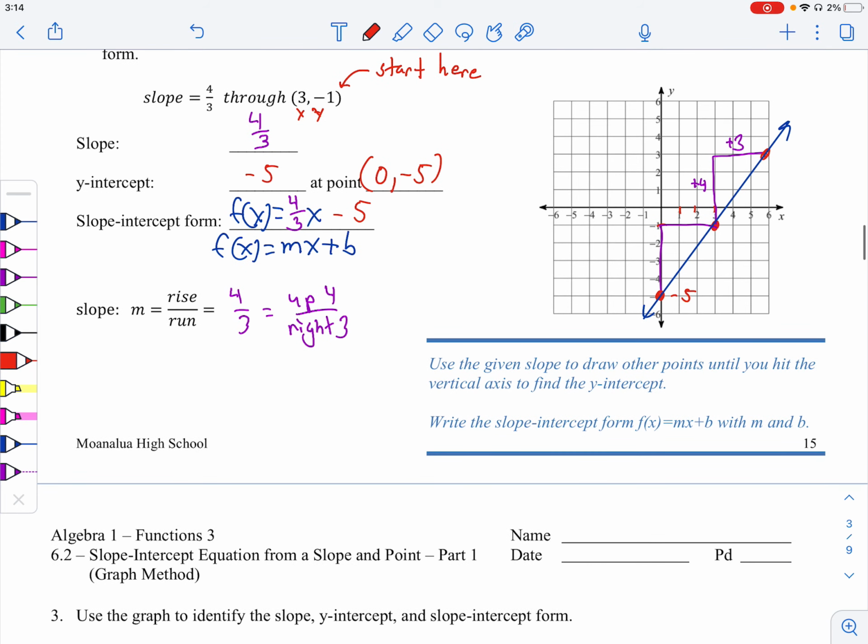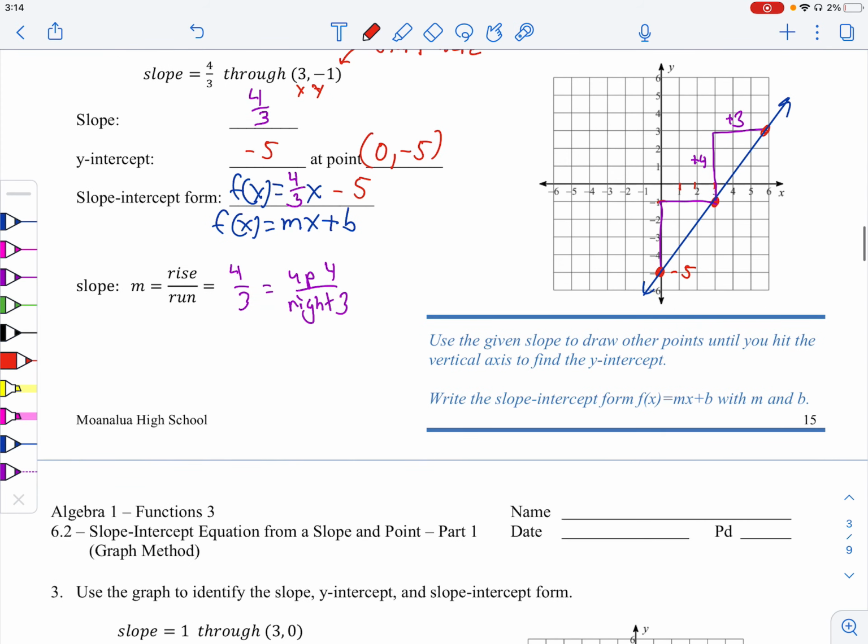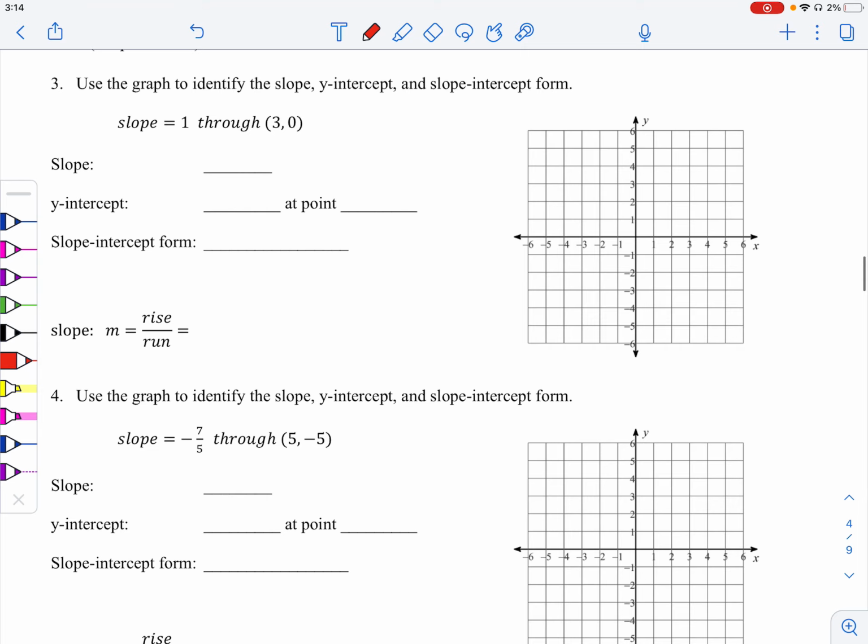So always start at your point. Again, we're going to start here. This is your starting point, 3, 0. So 3, 0. 3 on the x, 0 on the y, right there. Our slope is 1. So 1 over 1, which is up 1, right 1. So up 1, right 1. Make a point. Right? And we keep going. Up 1, right 1. Up 1, right 1. Make a point every time.